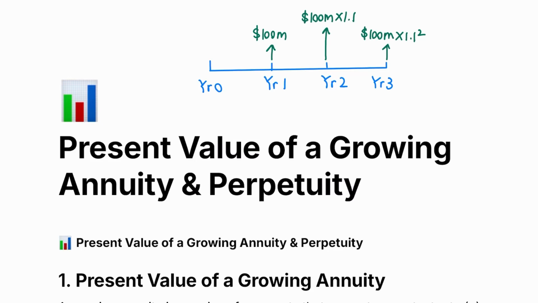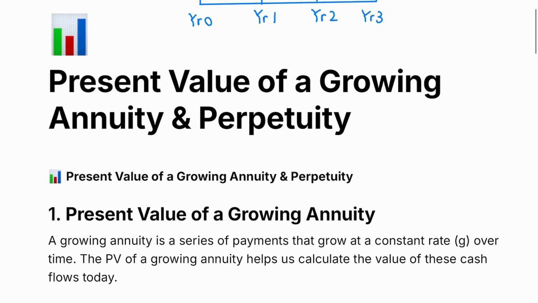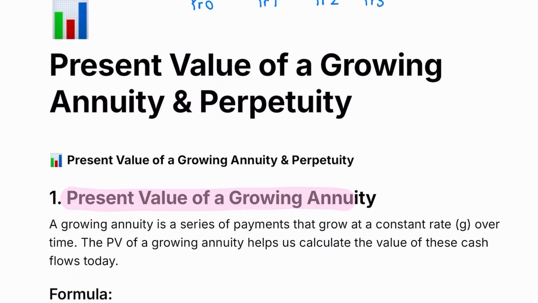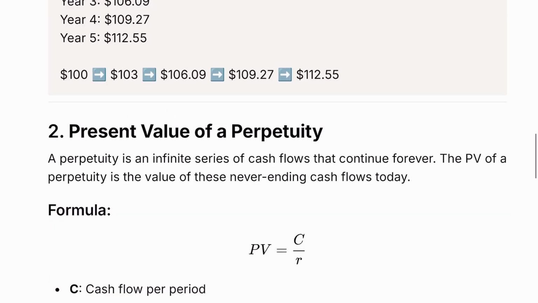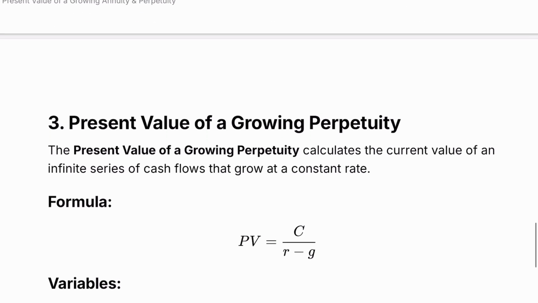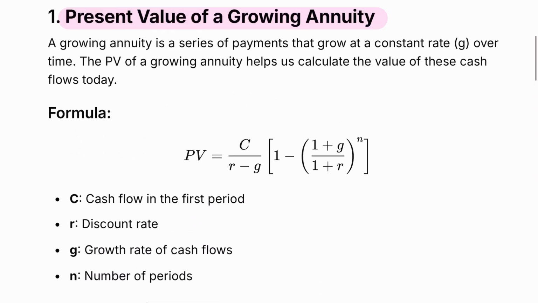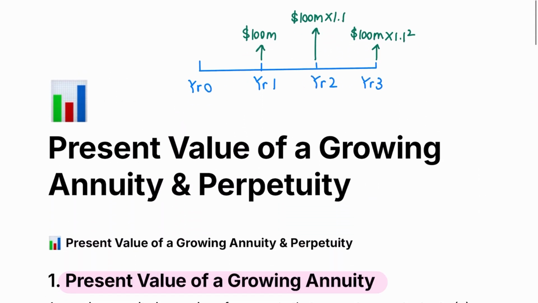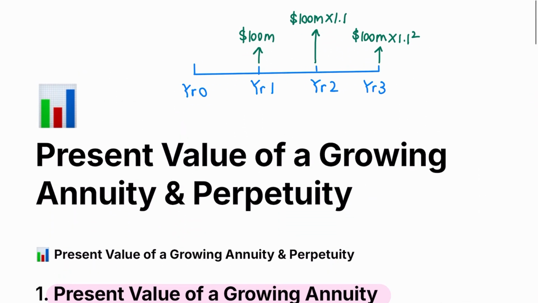In today's video, we're going to talk about 3 different formulas: present value of a growing annuity, present value of a perpetuity, and present value of a growing perpetuity. Before we start, let me have a question to help you better understand why we need these formulas.